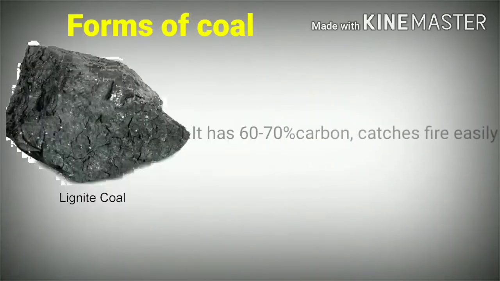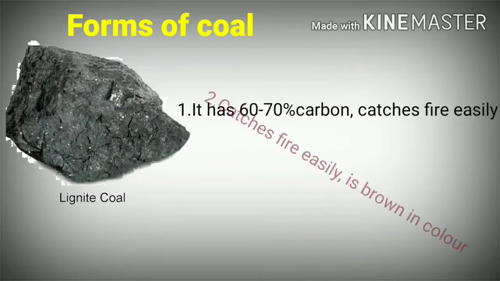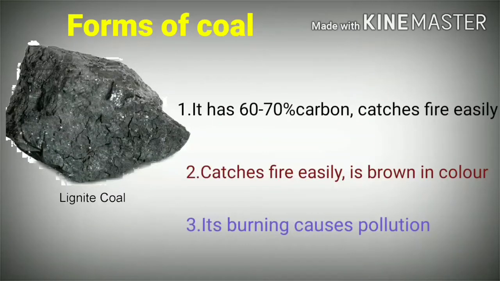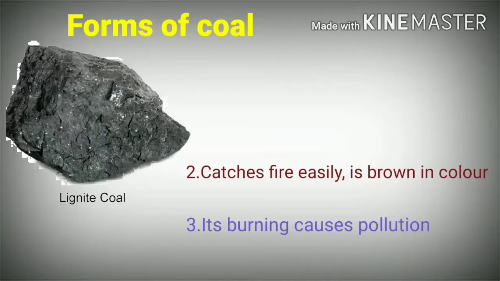The last type of coal is lignite. The carbon content of lignite is about 60 to 70%. It catches fire easily and is brown in color. And last point, its burning causes pollution. So lignite, you can say, is the least quality coal. It does not have that much carbon percent also.